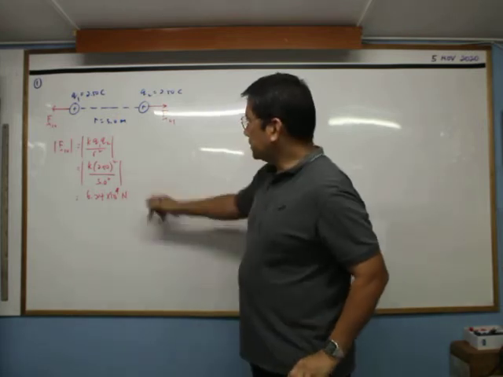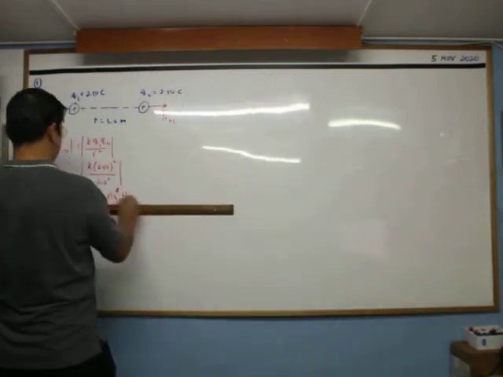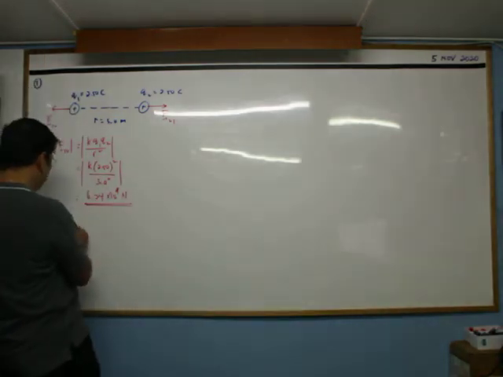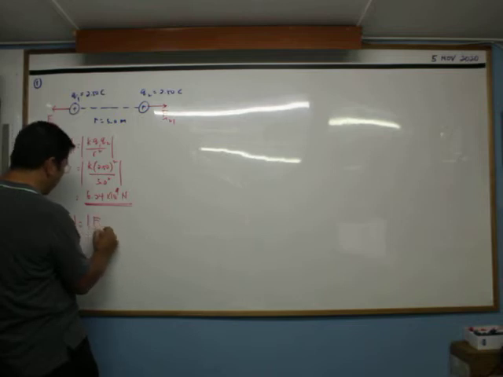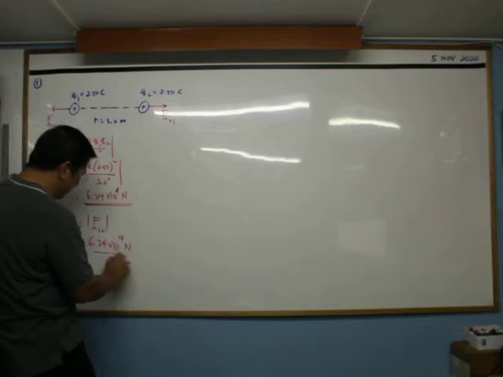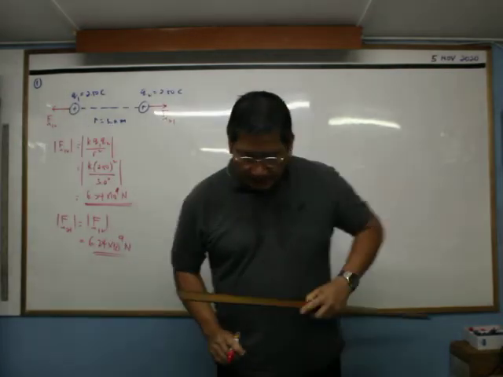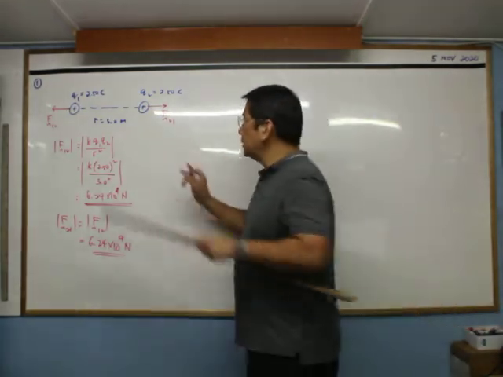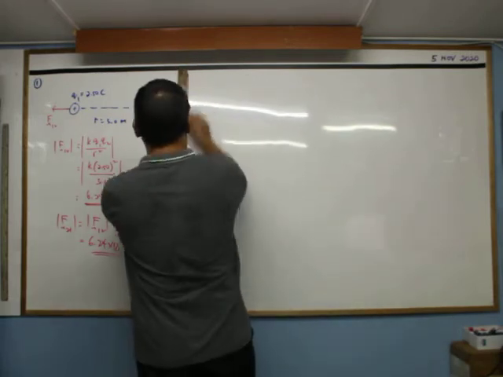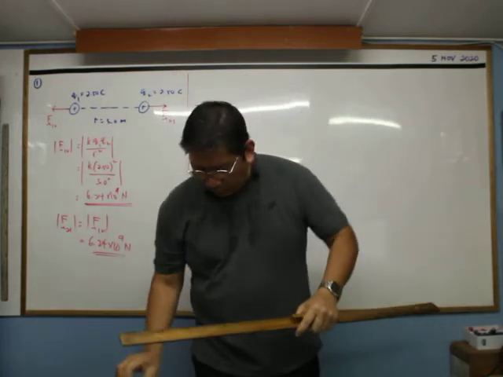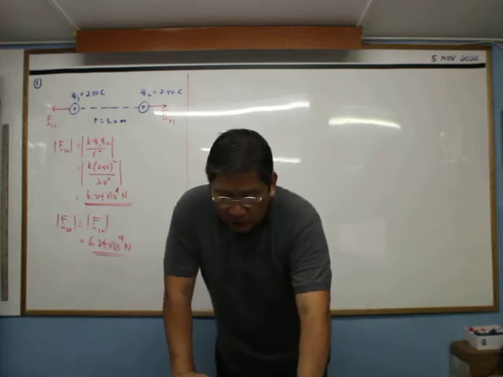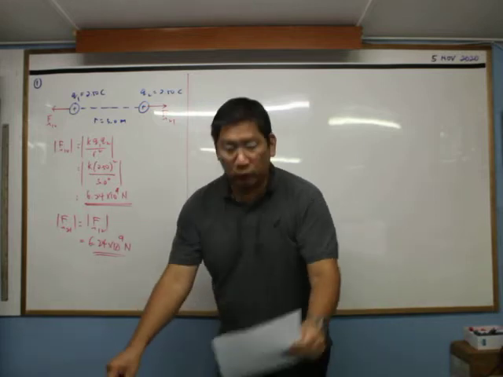So there's a force in between them. But since the magnitude of F21 is the same as the magnitude of F12, the answer is also 6.24 × 10^9 newtons for both. Because the question only asks for the magnitude, we don't give the direction. So we just leave the answer like that. That's question number 1, done.